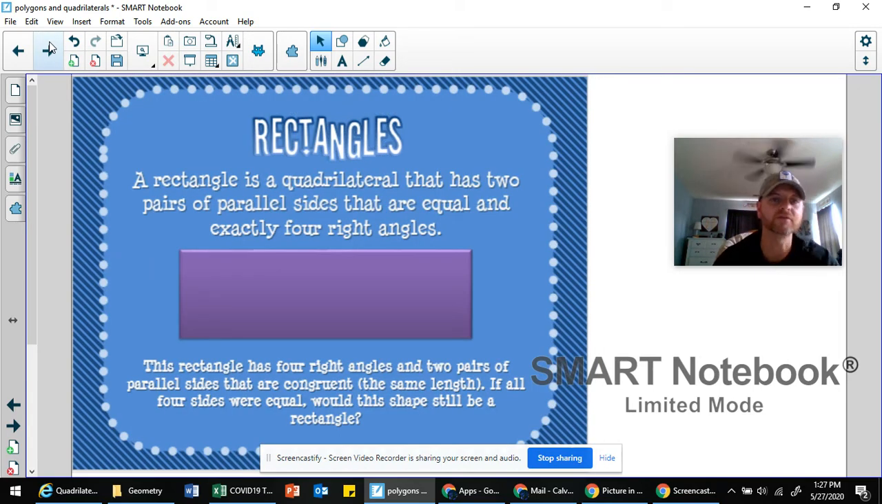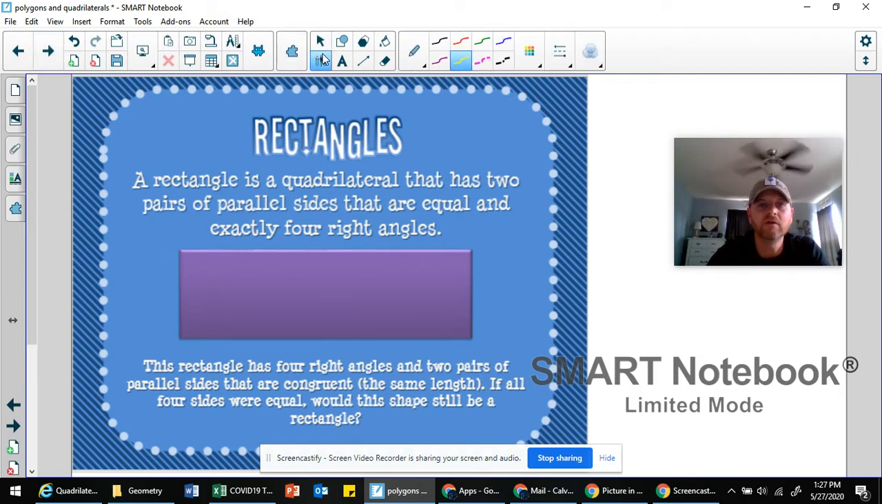All right, moving on. Rectangles. A rectangle is an example of a quadrilateral because it's made up of 4 sides. A rectangle is a quadrilateral that has 2 pairs of parallel sides that are equal and exactly 4 right angles. So this is the definition of a rectangle.